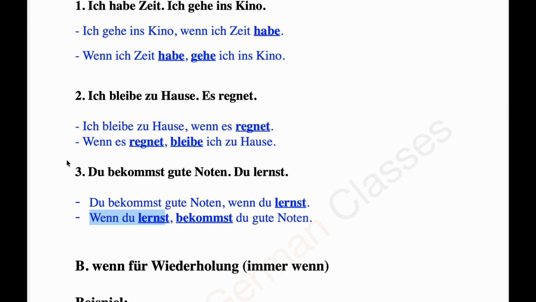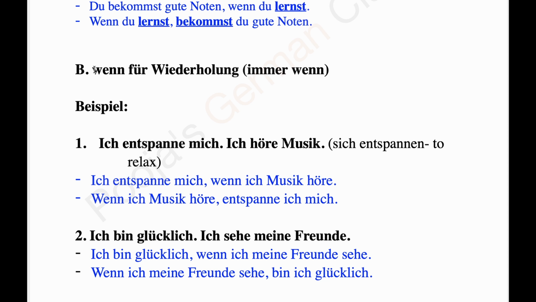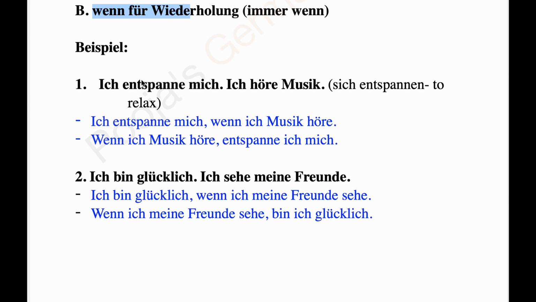Now, all these three sentences were conditional. Now, we will move to the Wiederholung. Wenn für Wiederholung, when for repetition. If we are talking about an action that is happening again and again, in that case, how can we use when? For example, ich entspanne mich, ich höre Musik. So it means when I hear music or whenever I hear music, ich entspanne mich.